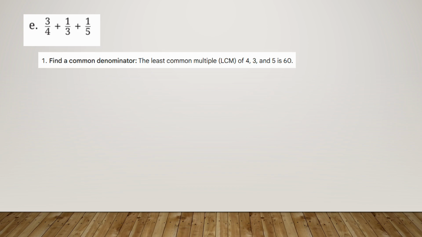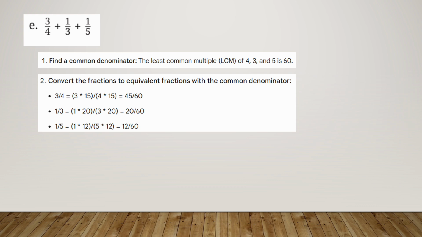Next one, 3 by 4 plus 1 by 3 plus 1 by 5. So we have to find a common denominator first. So the least common multiple or LCM of 4, 3 and 5 is 60. Then we have to convert the fractions to equivalent fractions with the common denominator as 60. So 3 by 4 becomes, you have to multiply both numerator and denominator by 15. See, 45 by 60.